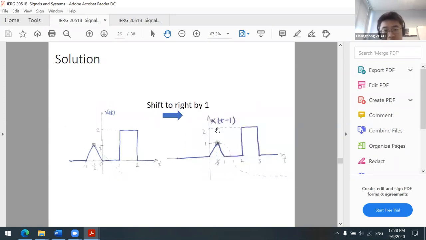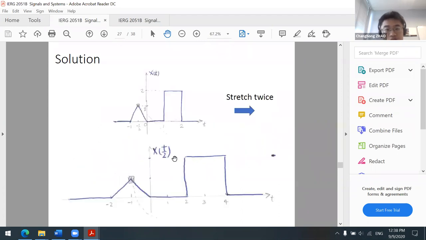From x of t to x of t minus 1, applying the standard definition, is just a shift to the right by 1. So the triangle, which originally ranges from minus 1 to 0, is now from 0 to 1. And the square, from 1 to 2, after we shift it to the right, starts at 2 and ends at 3.